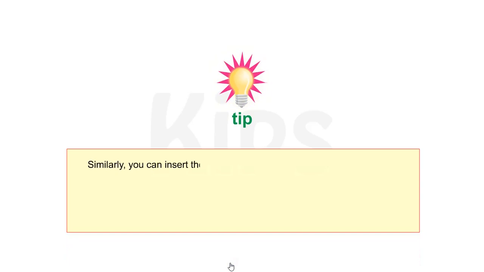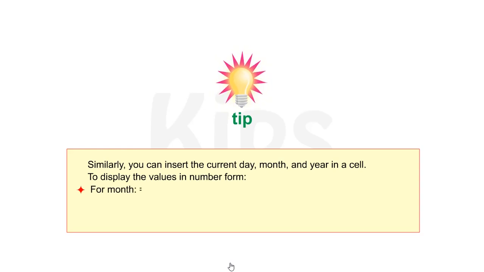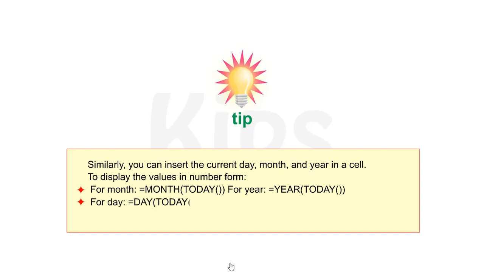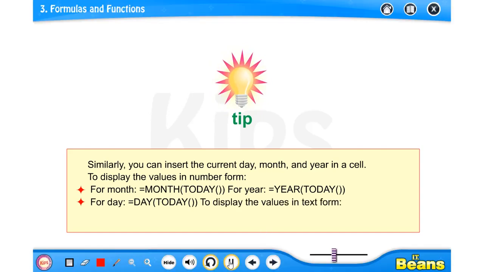Now let us share a tip. Similarly, you can insert the current day, month and year in a cell to display the values in number form. For month, equal to MONTH(TODAY()). For year, equal to YEAR(TODAY()). For day, equal to DAY bracket TODAY bracket close. To display the values in text form.